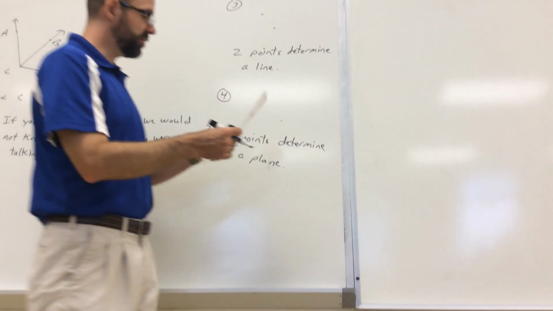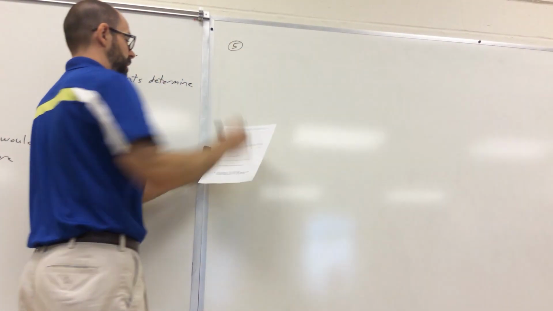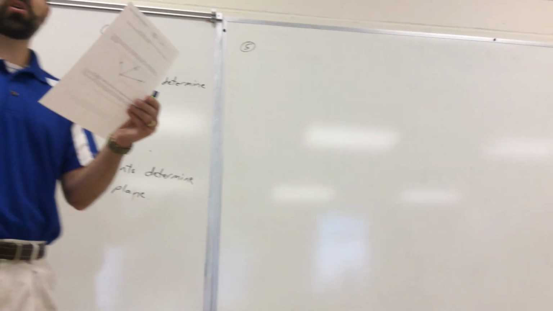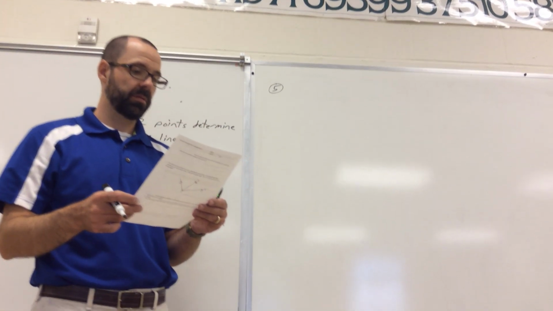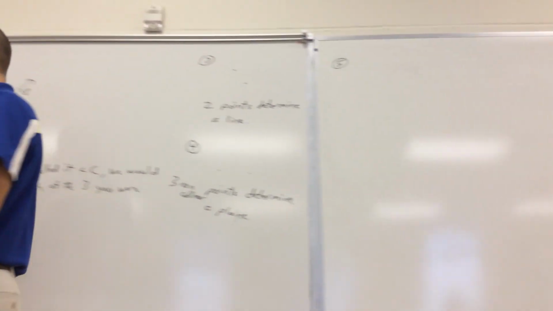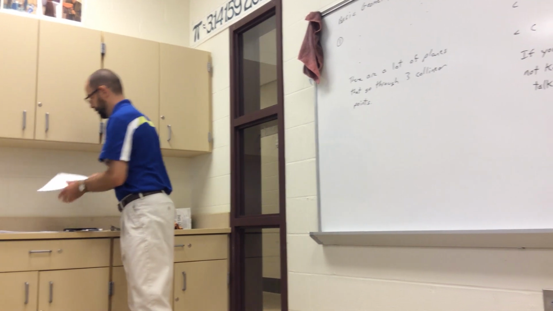All right, 5 through 10 are true, false. And 5 says all right angles are congruent. So now it gets to the point where you probably need to look at it. So let me pass out the paper. We're on the back.